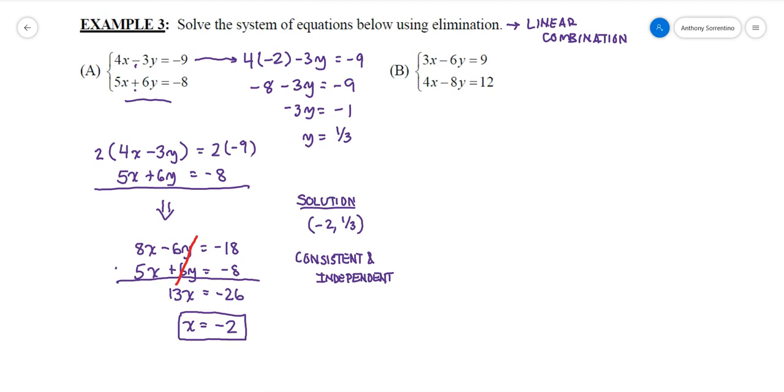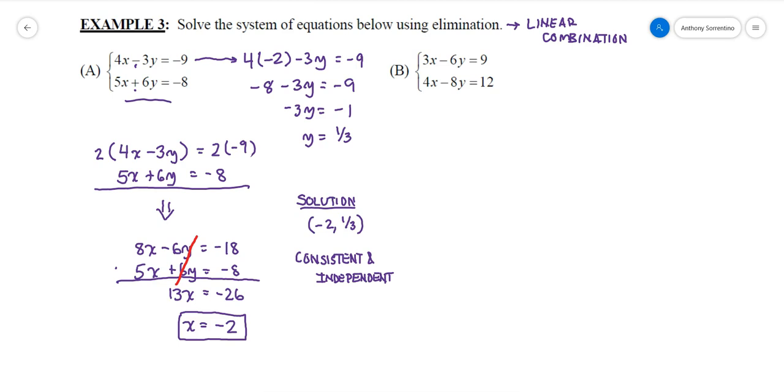Okay, so with this, we have 3x minus 6y equaling 9 and 4x minus 8y equaling 12. And as I mentioned before, I don't have a situation where one of the coefficients on the x is a factor of the other, and the same thing with the y's. So I'm not going to be able just to make one change to one of the equations and that's it. I'm going to have to change both equations.